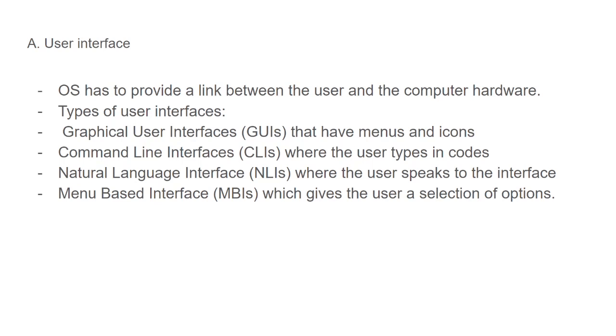Graphical user interface is what we see: the icons and the menus and stuff like that. Command line interface, where the user types in the code. We can say it's like the command prompt or the Windows PowerShell, stuff like that is the command line interface. Natural language interface, where the user speaks to the interface. And menu based interface, where the user is given a selection of options and you can select which one you want, kind of like a drop down option, if you would. That's menu based interface.